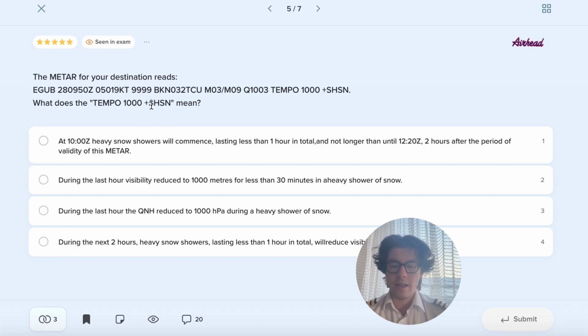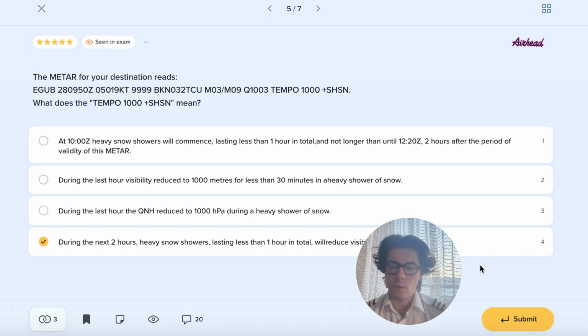The plus signifies intense, and a minus would be a less intense occurrence. So here, the only one that talks about during the next 2 hours, heavy snow showers lasting less than 1 hour in total. Yes, so as I said, they have to be no more than half of the duration of the TEMPO and no more than 1 hour at a time. In METARs, the TEMPO will be 2 hours. However, in TAFs, they can be much longer. Something to remember also is BECMG, becoming, which will indicate a permanent change in weather in the forecasted period, and then the change will continue to exist.